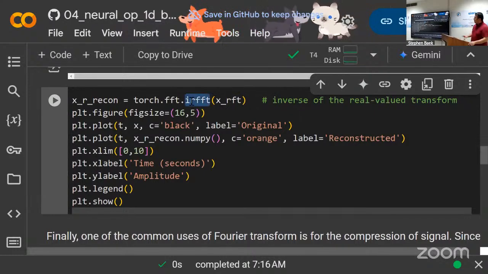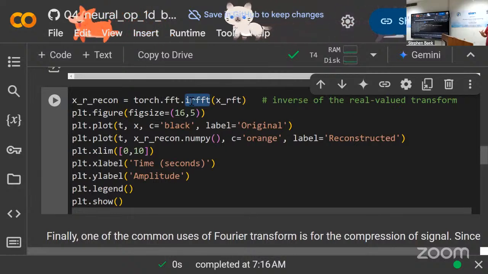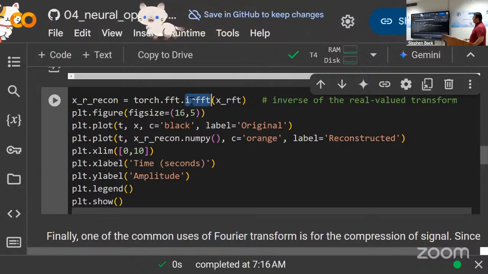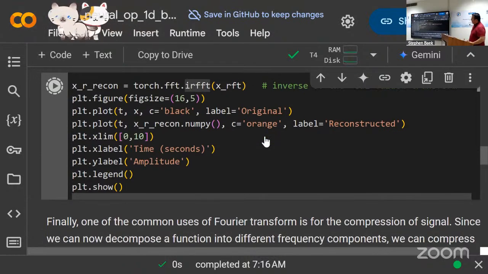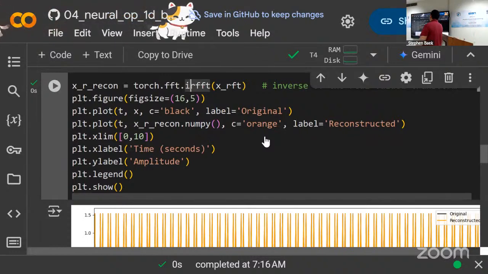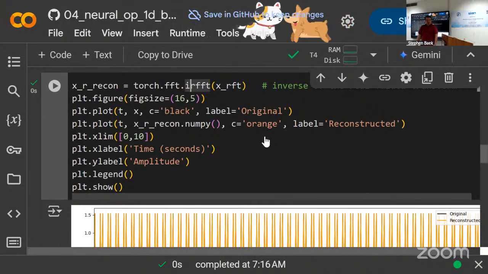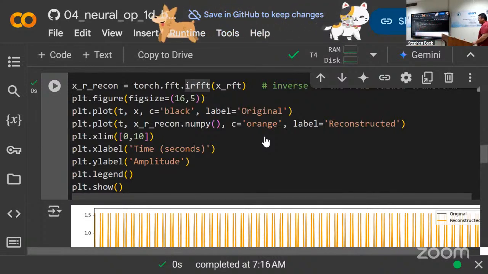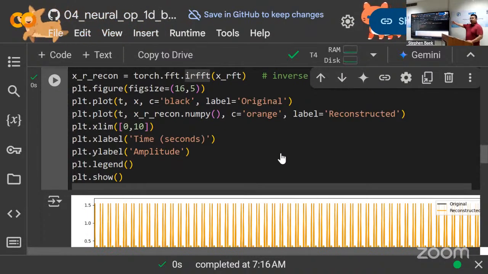Similarly, the RFFT, the real valued Fourier transform, has the inverse. That's called the IRFFT. So the inverse of the real valued Fourier transform is defined under IRFFT. What you do here is to simply throw in the Fourier coefficients, and then taking those Fourier coefficients, you can reconstruct the original signal. So as you can see, it's very straightforward to use.